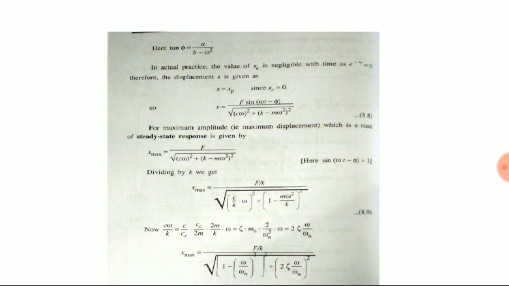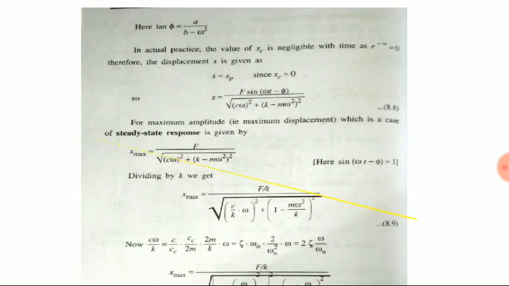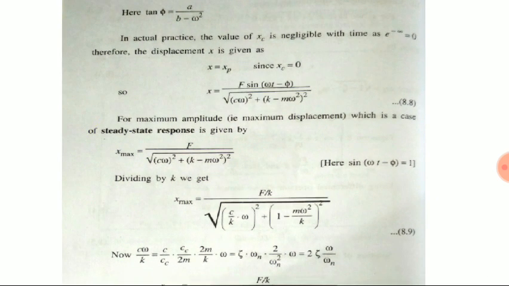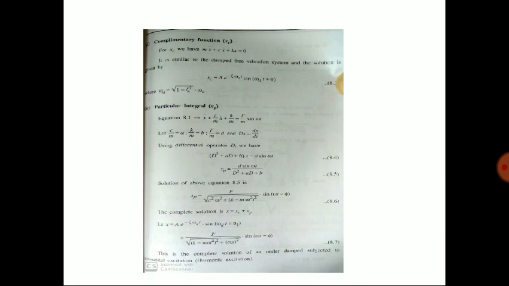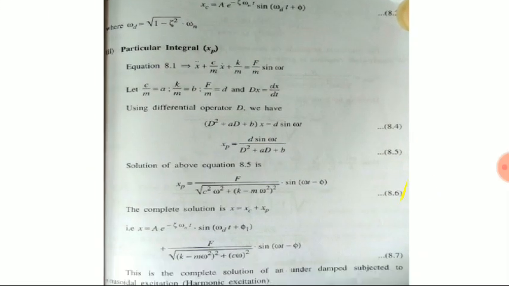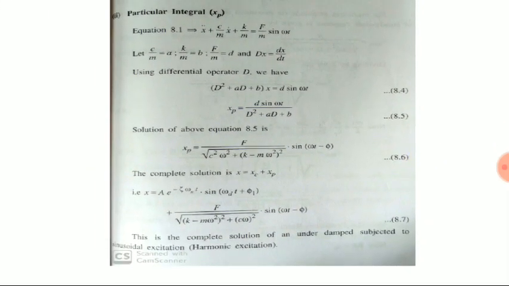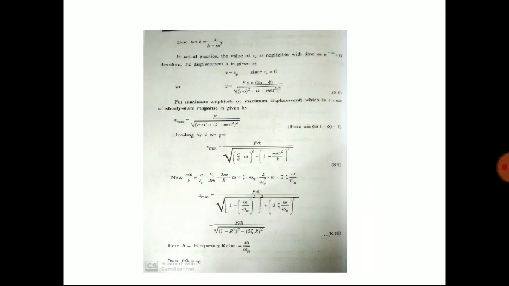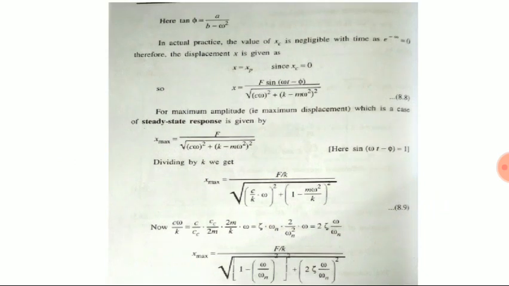So in actual practice, usually the complementary function will be negligible when time tends to infinity. Time tends to infinity means e raised to the minus term becomes e raised to minus infinity, which is 0. So in this common solution, the first term will become 0, and x will be equal to the particular integral only. So the final solution will be F sine omega t minus phi by root of c omega whole square plus k minus m omega square whole square.